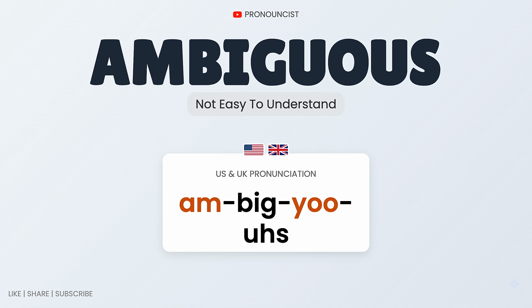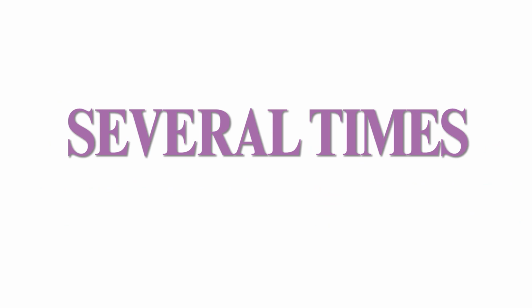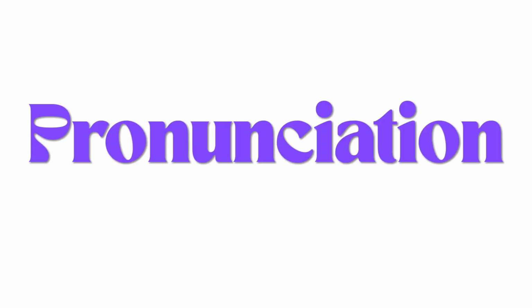Ambiguous. Practice repeatedly and you'll soon be able to say this word perfectly. The best way to practice is to repeat the syllable multiple times. The meaning of the word is not easy to understand. Try repeating this word several times to improve your pronunciation.